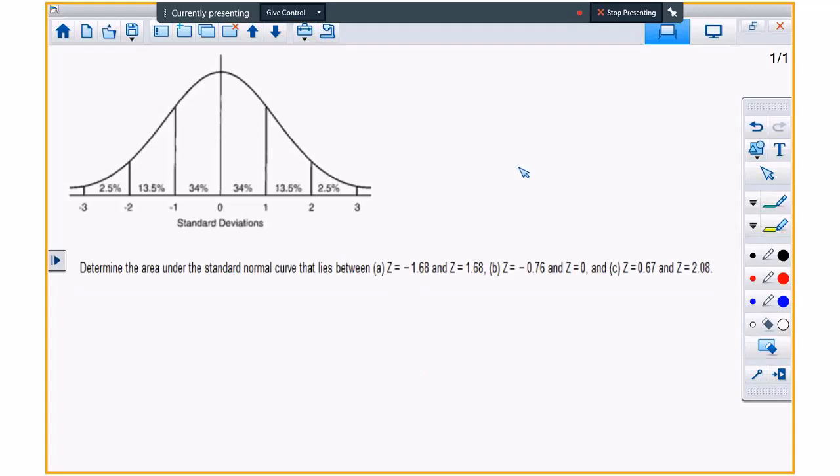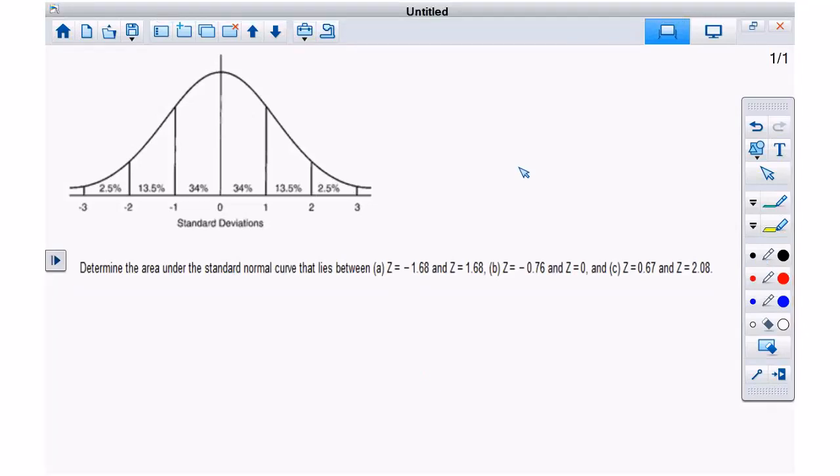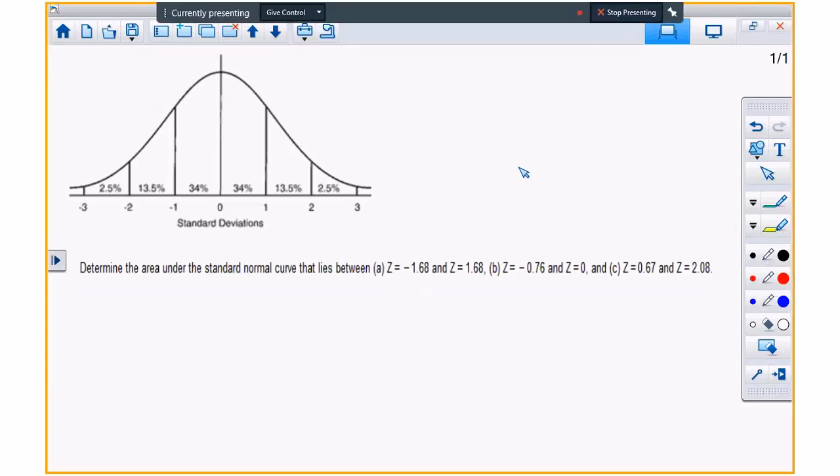Now the old way to do it, using the curve, using the table, is 1.68 between -1.68 and +1.68. So -1.68 is right here. So that's the area that you're going to be given in the table. Okay? And then the +1.68 is right there.